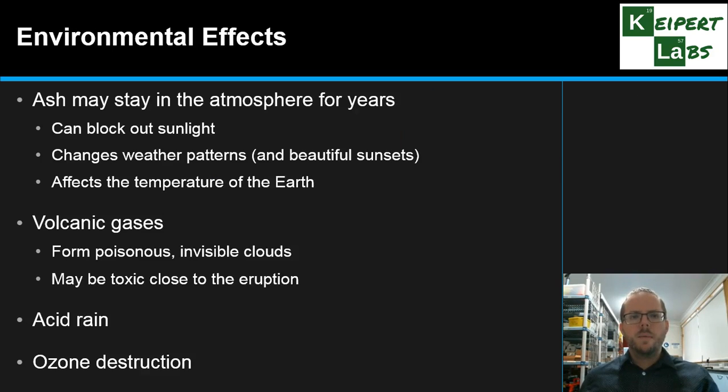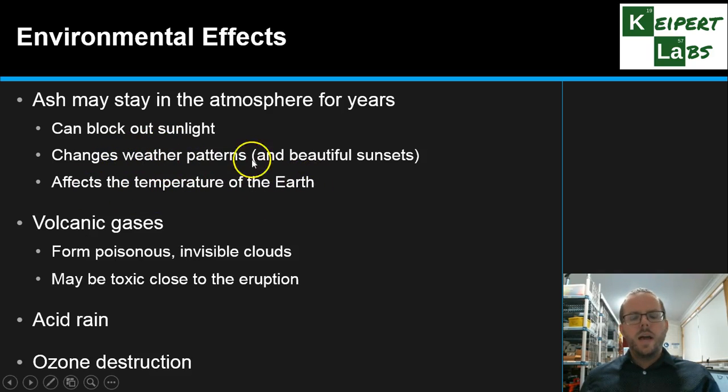Okay, let's finish things up by looking at the environmental effects of an eruption like this. The ash up in the atmosphere can be very dangerous. It can stay up in the atmosphere for years even. It can block out sunlight, which is then going to potentially change weather patterns and affect the temperature of the Earth.